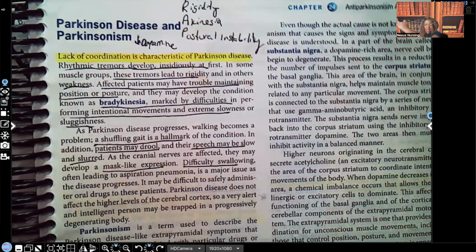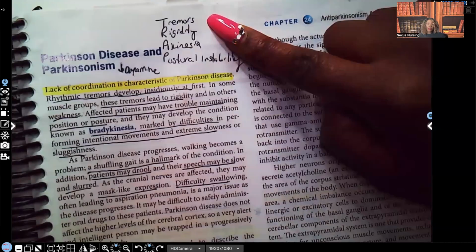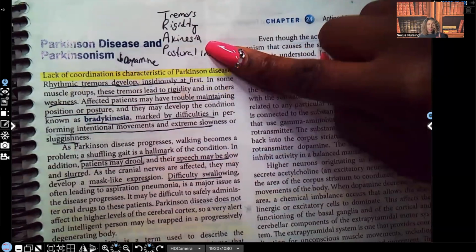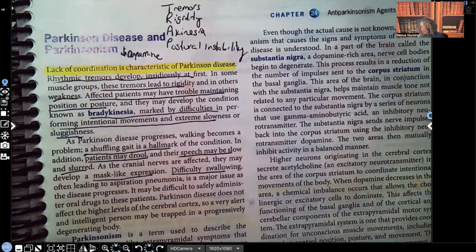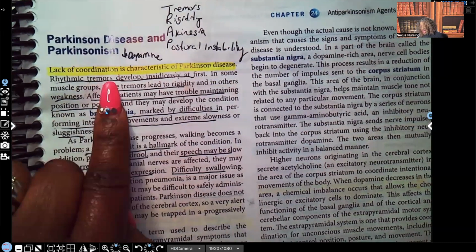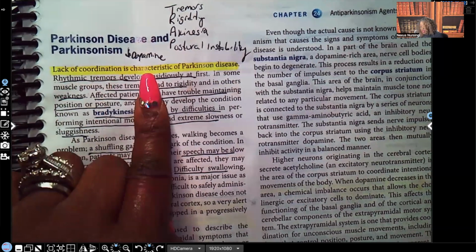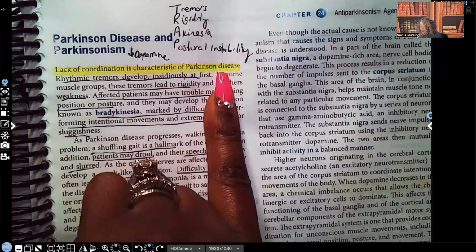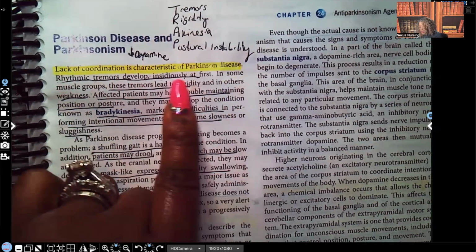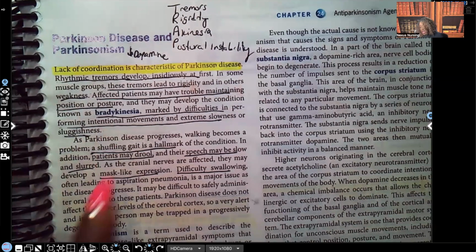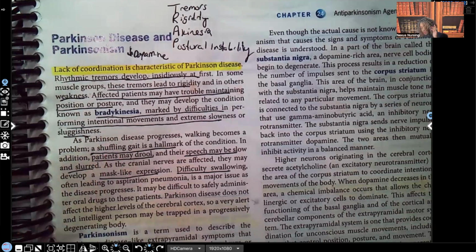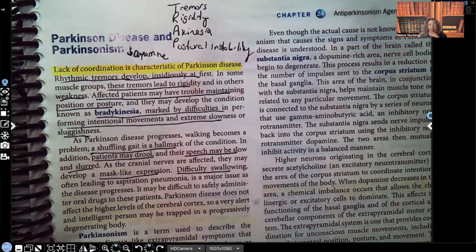And you'll notice I wrote this in my handwriting because NCLEX expects you to know this, and I couldn't find it in the book, but they need to know it, so I put it here. Parkinson's disease, lack of dopamine, lack of coordination is characteristic in Parkinson's disease. Rhythmic tremors develop insidiously at first. They'll have weakness. They can have bradykinesia, shuffling gaits hallmark, et cetera. So that is Parkinson's disease.